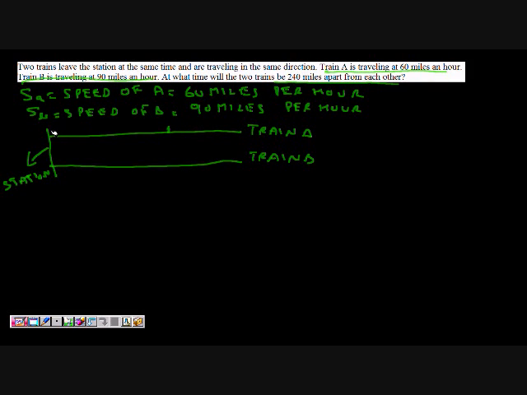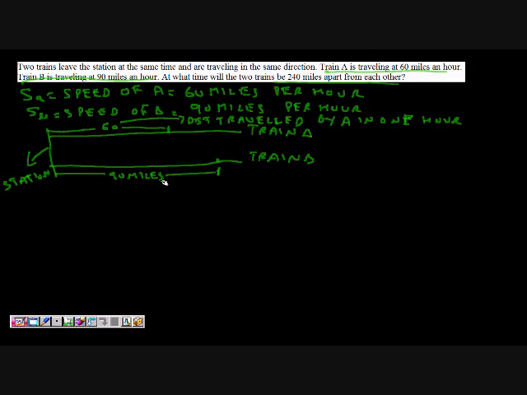So as we know, for A, the speed is 60 miles per hour. So in 1 hour, this train will have traveled 60 miles. So the 60 will be the distance traveled by A in 1 hour. Similarly, for B, 90 miles will be the distance traveled by B in 1 hour. Okay, distance traveled.